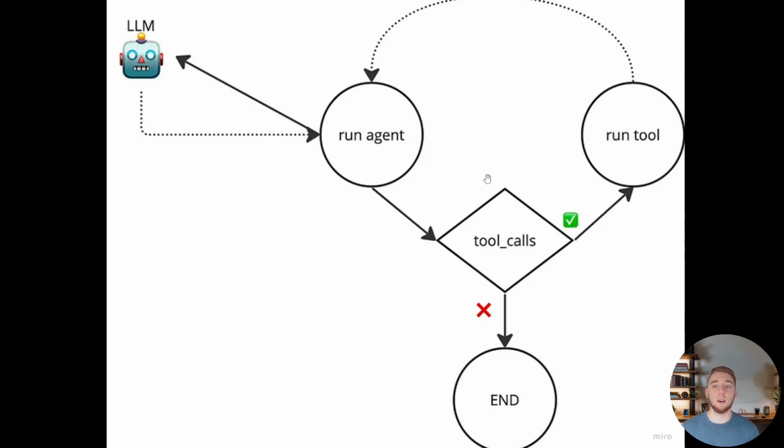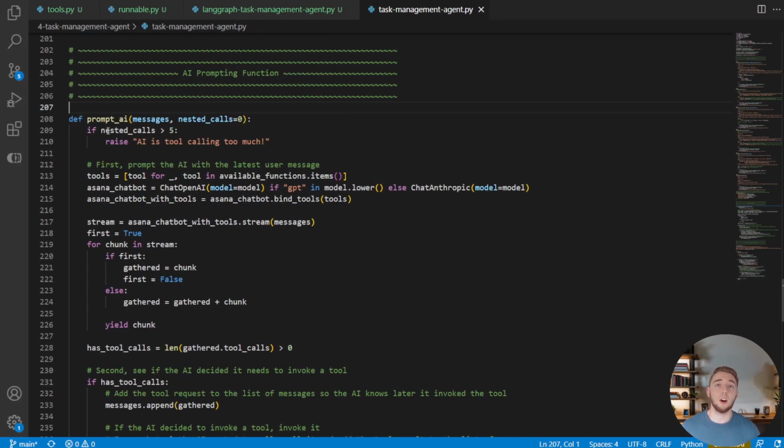And so this loop can go on for a very long time. Usually it doesn't do it more than a couple times or a few times, but there's still a loop here where it's very beneficial to implement LangGraph, which is something that we're going to do now within our task management agent. So I wanted to start by going over what the task management agent looks like before implementing LangGraph, so you can really see how powerful it is.